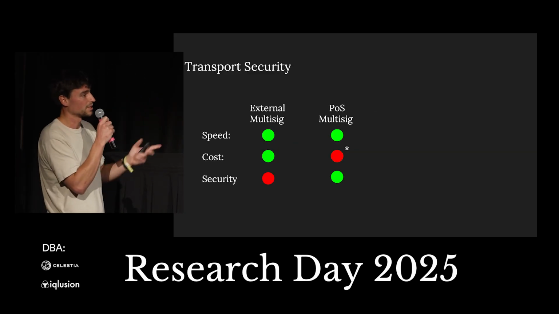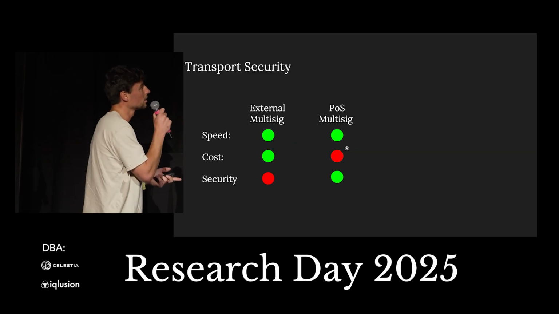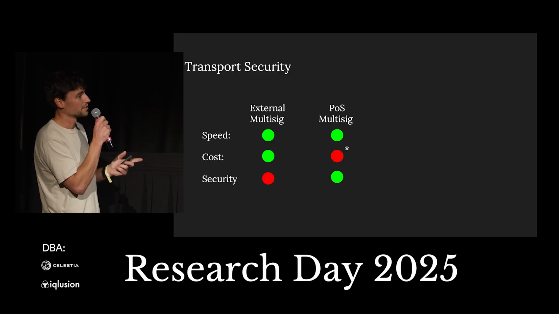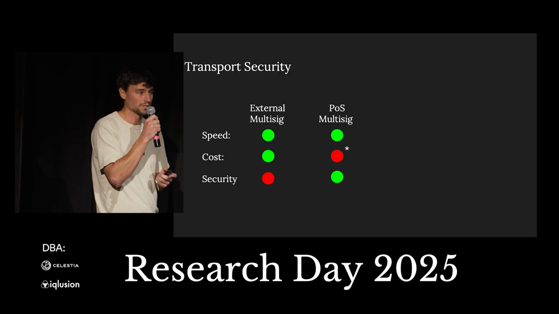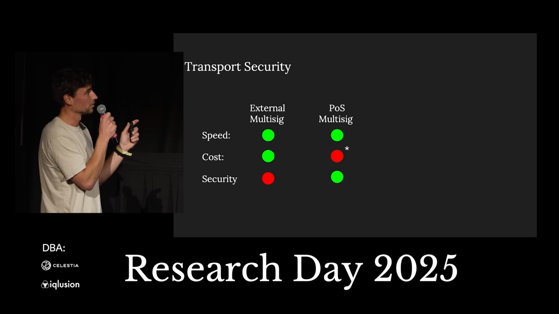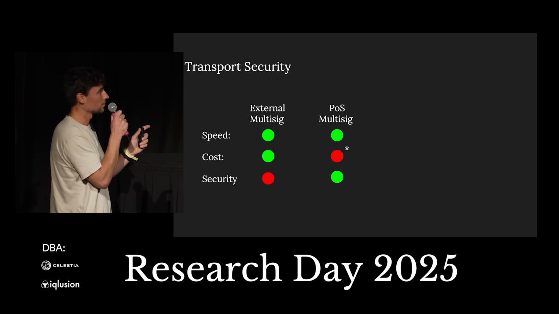So now moving to the second part, which is the actual security. The basic models we have here are an external multisig and a proof of stake multisig. I've tried to divide the two because they do have different properties here.